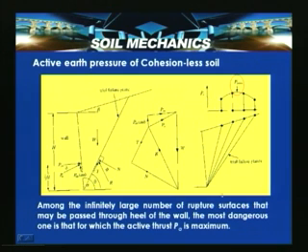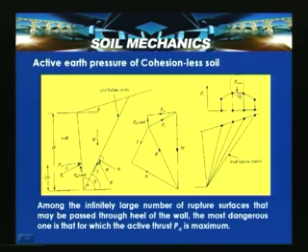So, among the infinitely large number of rupture surfaces that may be passed through the heel of the wall, the heel of the wall is somewhere here, and the most dangerous one is that for which the active thrust PA is maximum. By using this condition, by differentiating with respect to theta, we can calculate the maximum active thrust. So, using PA versus this number of surfaces, you can calculate what is the P max.